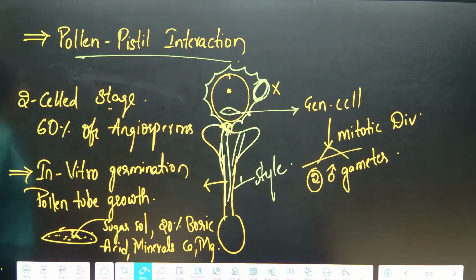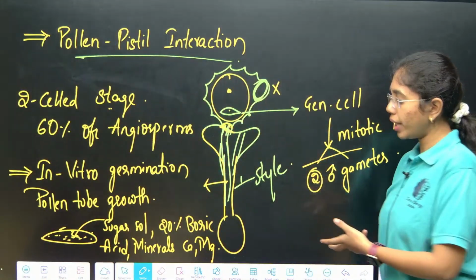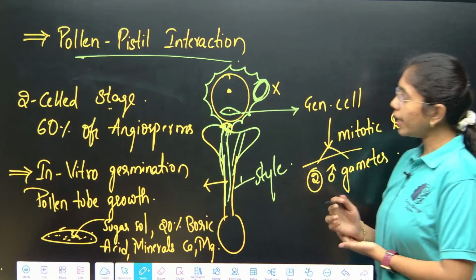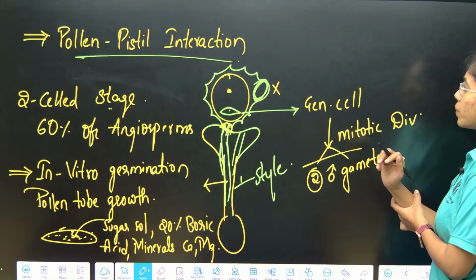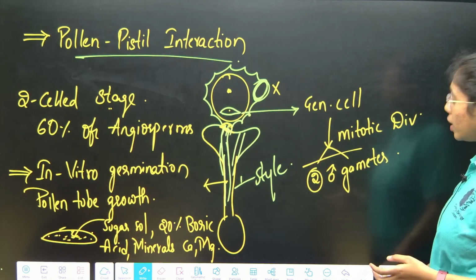You have understood how the two-celled pollen grain will come, how the three-celled, what will be their compatibility range, how it will be on the glass slide. Till here everything is clear? So this is all about pollen pistil interaction. Now, how will the pollen tube enter into the ovule?